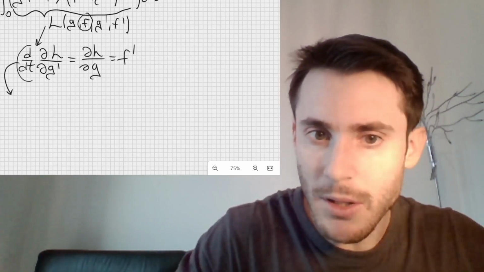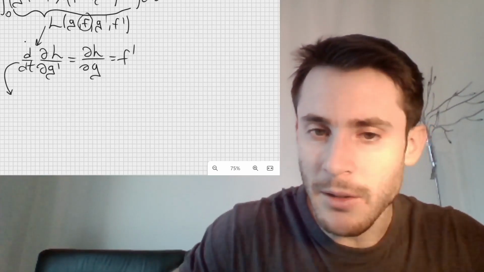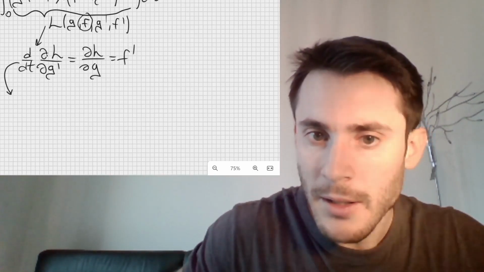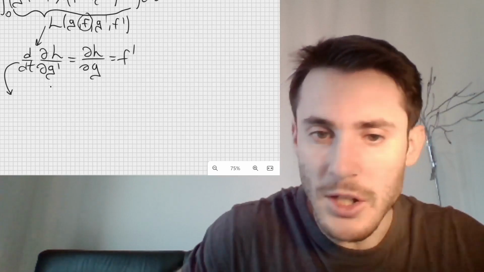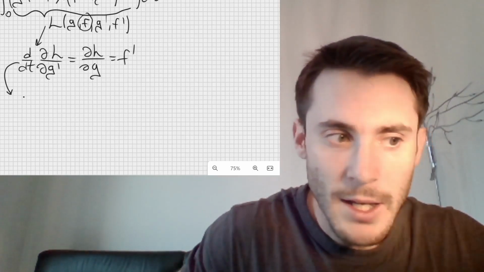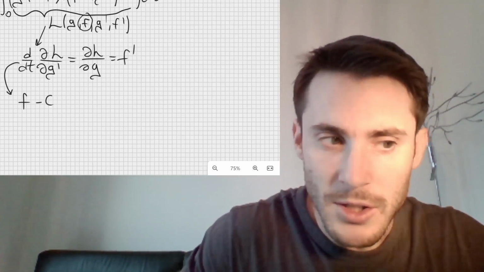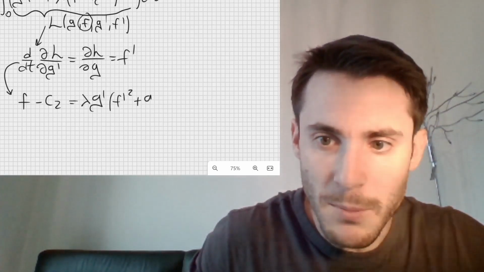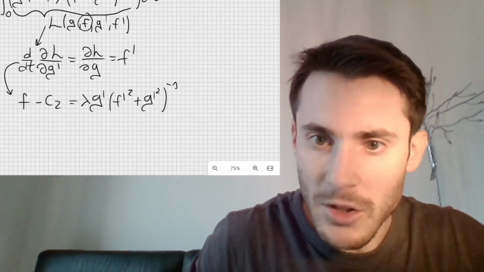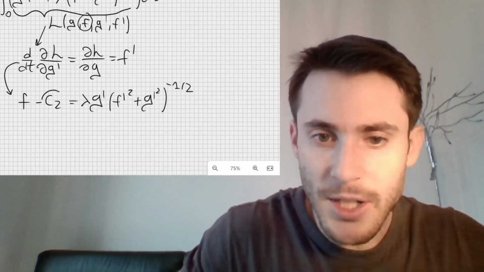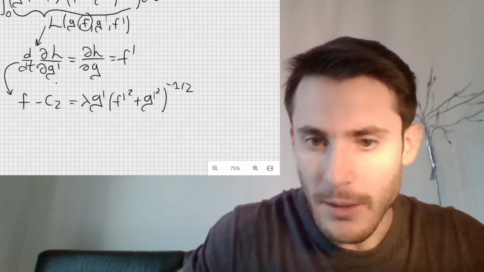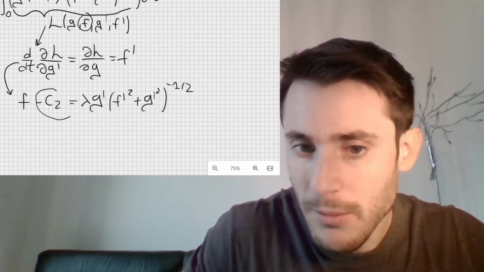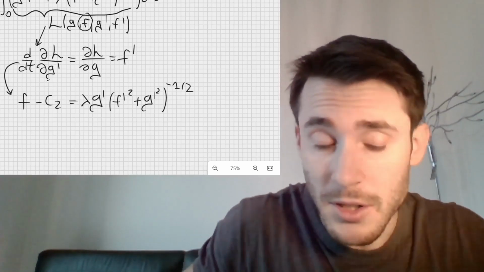So you can get rid of this d over dt by integrating over time. And here you will get f when you integrate. Then you just have to calculate dl over dg prime. So you can rewrite that as f minus c2 equal to lambda g prime times (f prime squared plus g prime squared) to the power of minus 1/2, where c2 is just a constant. After we integrate over dt, we are going to need to keep into consideration this constant c2.